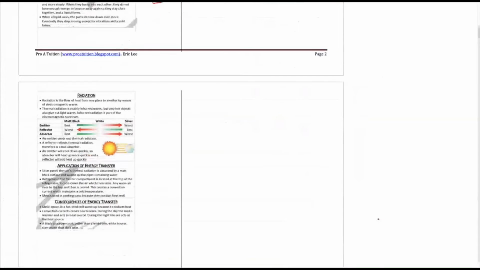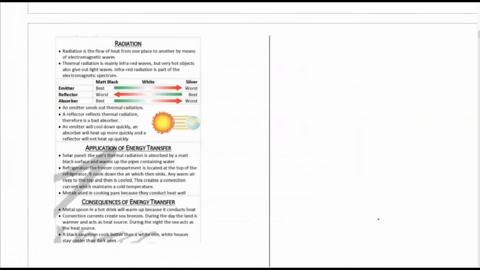Okay, so on this page you have radiation. So radiation is the third method for the heat to transfer. The first way is conduction, second way is convection, now the third way, radiation. Okay, radiation. So let's look at radiation. The first point here: radiation is the flow of heat from one place to another by means of electromagnetic wave. So this point is important. Electromagnetic wave brings energy, brings heat to other places.